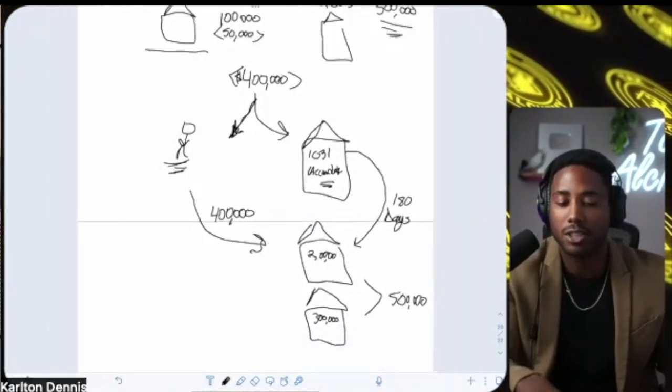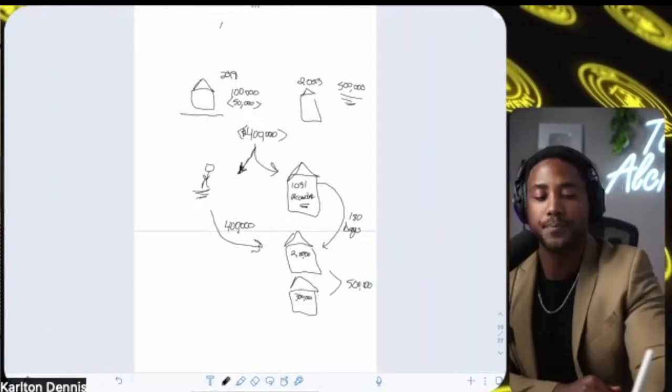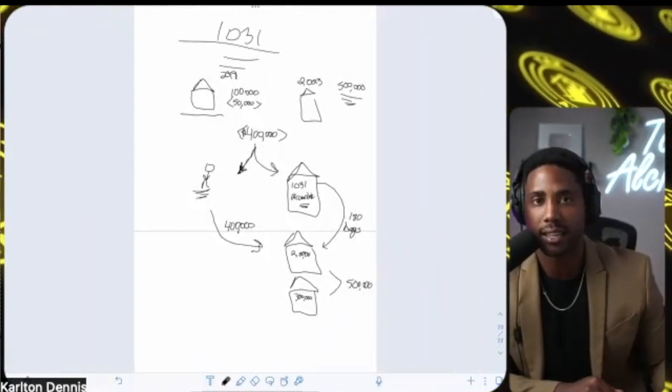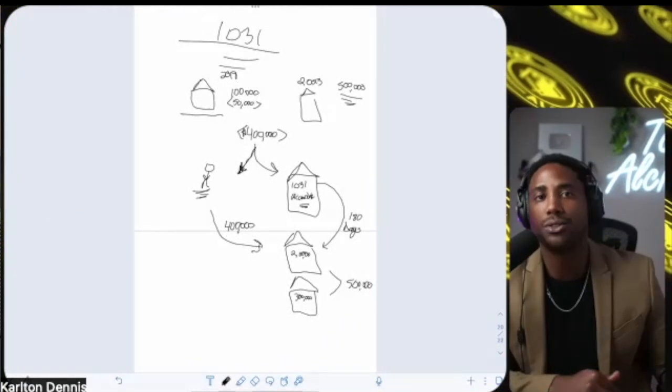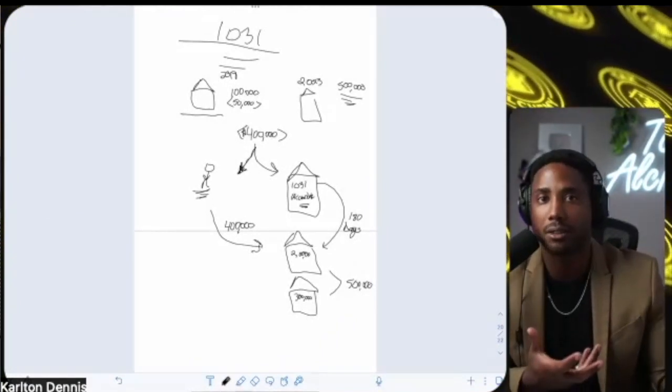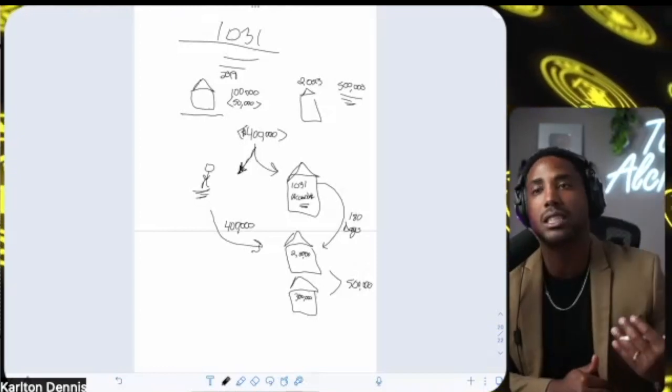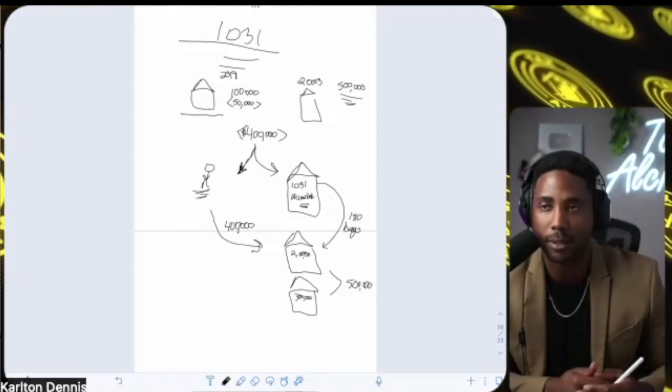Understanding this 1031 exchange rule allows real estate investors to continue to stay in real estate, avoid taxes, and use the appreciation from the deal, the capital return that they get from the deal, and roll it into the next deal without any tax exposure.